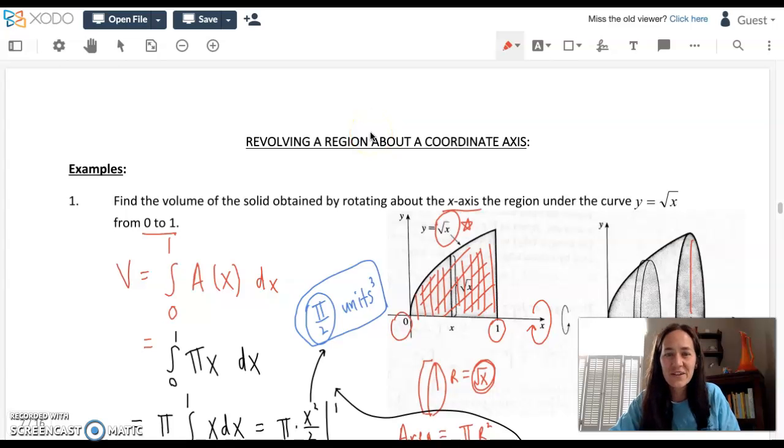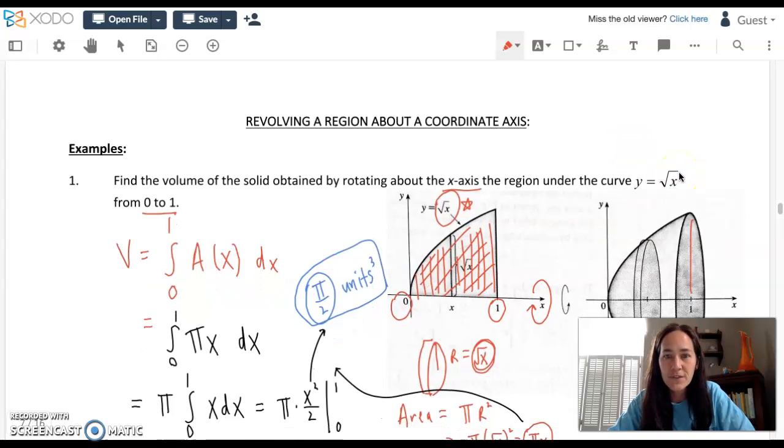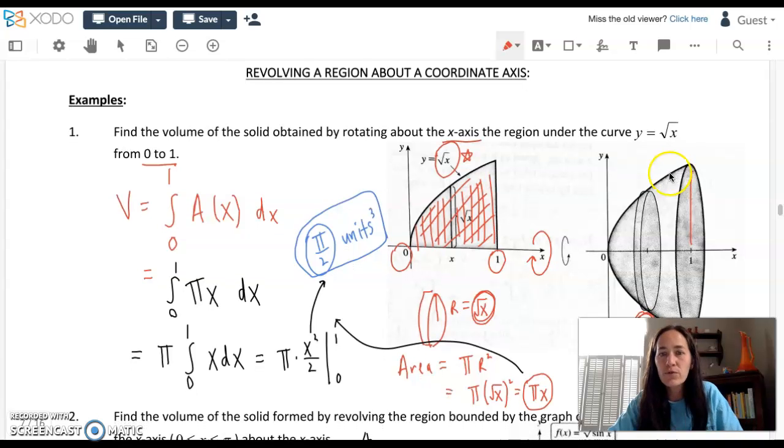Hey, how's it going? It's Miss Wesley back for a little bit more of using definite integrals to calculate volume of solids of revolution. We're in the volume packet, page 7 for starters, and you're going to see some examples that we've already covered where we revolved a region around a horizontal axis, the x-axis, and we were integrating everything here in terms of x.